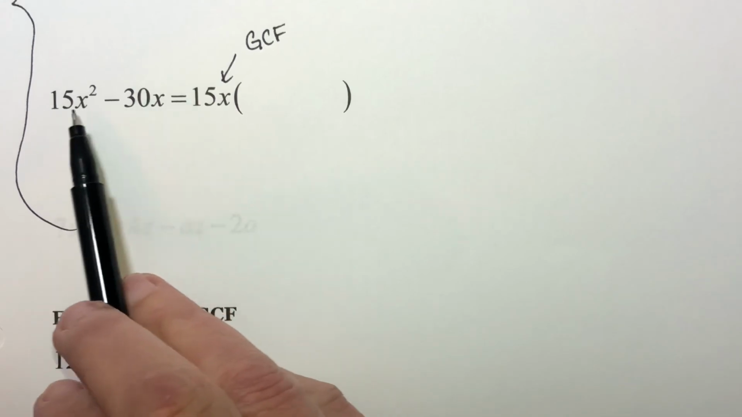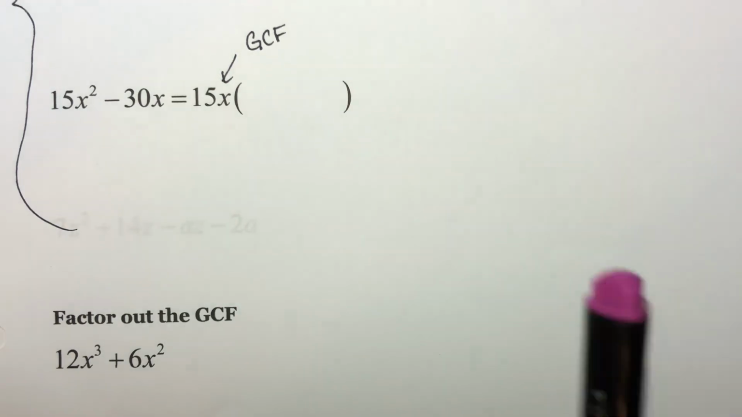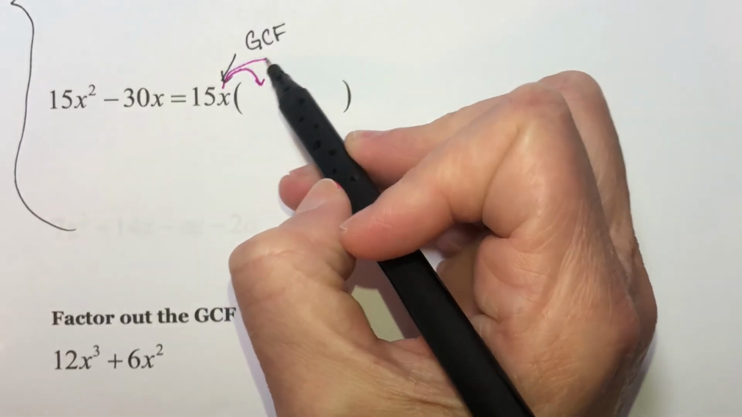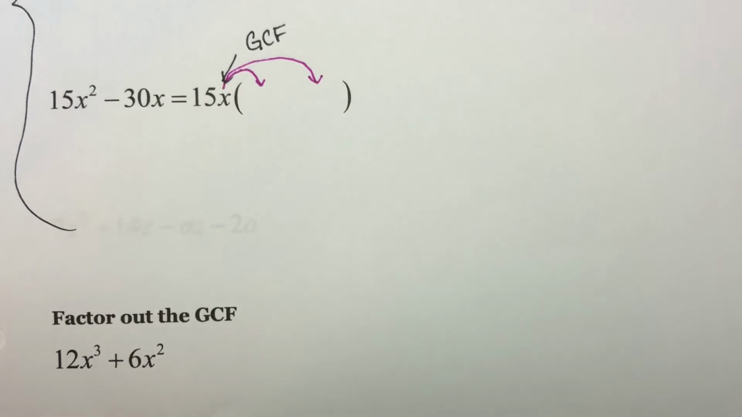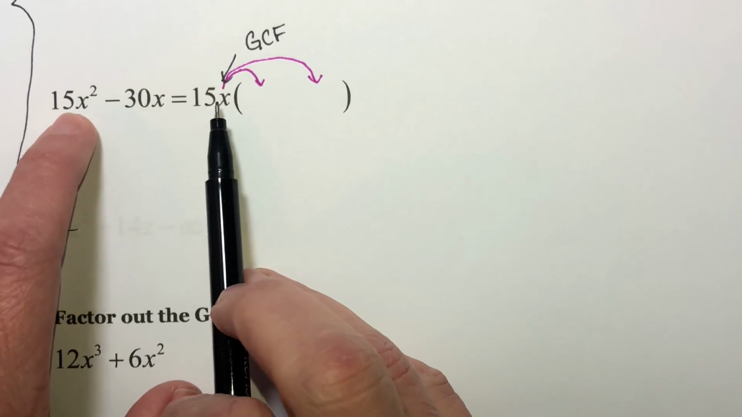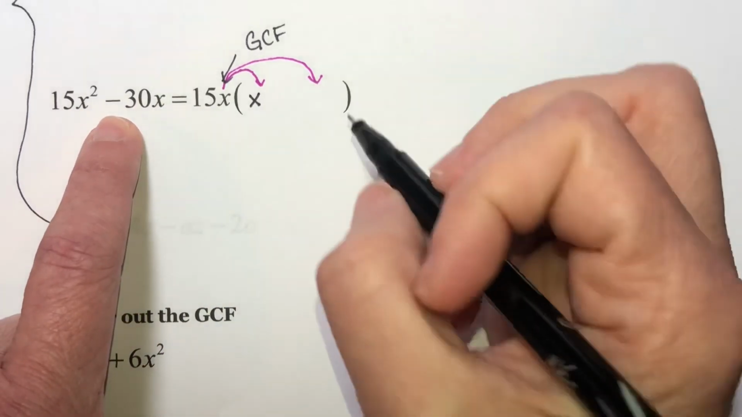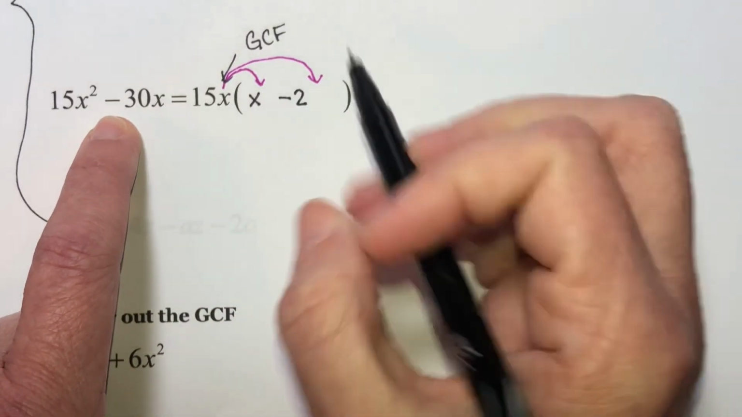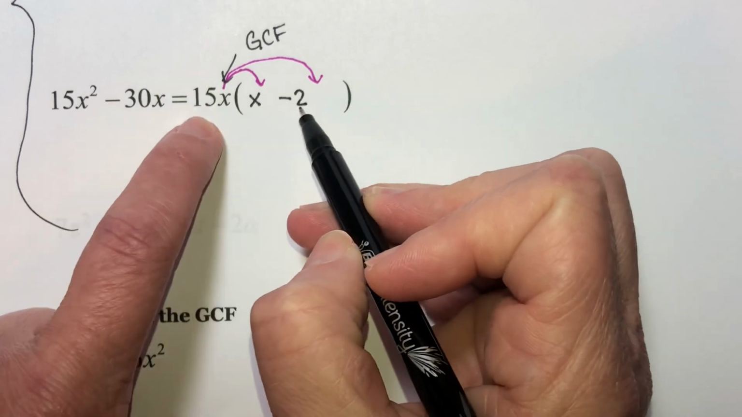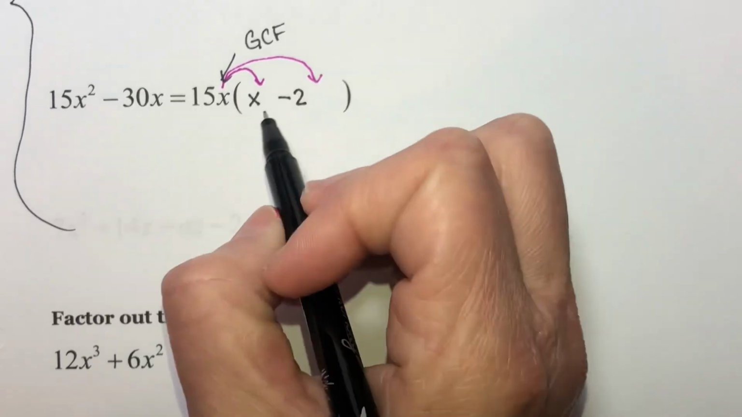Now the thing is, when you have a binomial or a trinomial or anything with a plus or minus in it, this is going to be a distribution. I want to think about, what do I have to multiply this by to get 15x squared, and what do I have to multiply this by to get negative 30x? So 15x needs to become 15x squared. The only difference is here I have 2 x's, so I'm going to put an x here. 15 times what gives you negative 30? Negative 2. 15x, that's already got the x on it. So if I multiply here, this will give me the negative 30, and this will give me the x. So what goes in this parentheses is x minus 2.